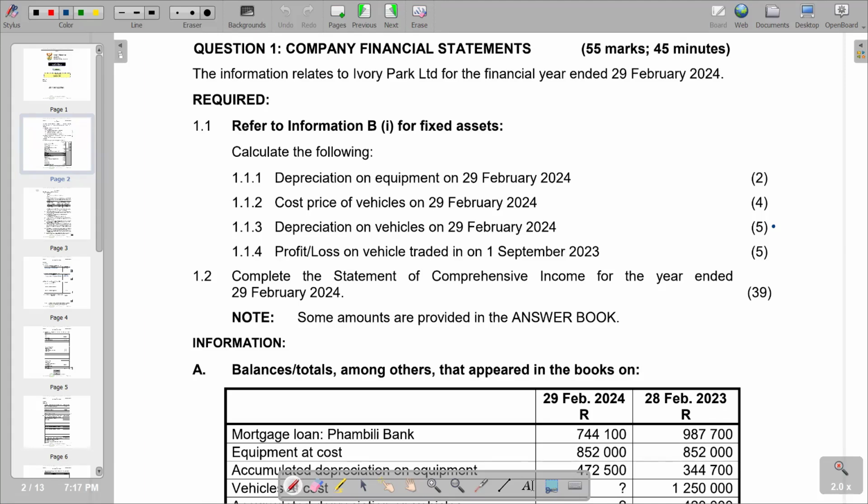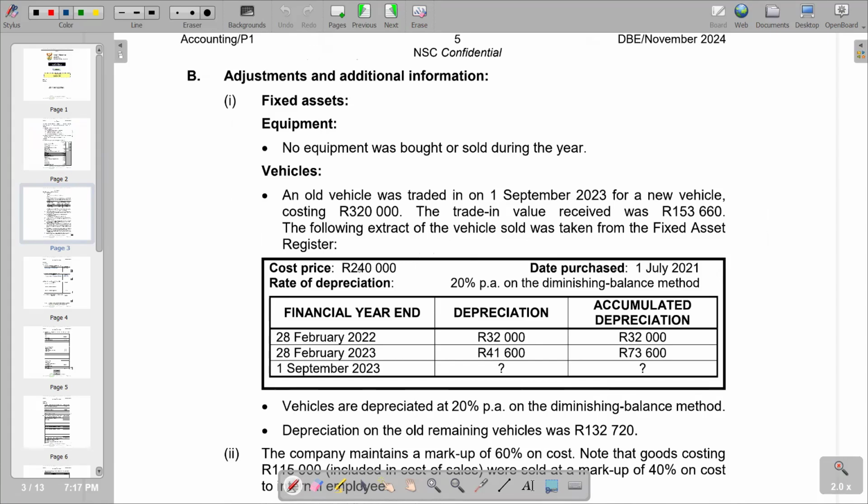Well, the next question requires us to calculate depreciation on vehicles on 29 February 2024. So we check in terms of the fixed assets information that we have, whereby vehicles, that's when we have got an old vehicle which was traded in on 1 September 2023 for a new vehicle costing 320,000. So we've got a new vehicle which came on 1 September 2023. So we can calculate depreciation for that one.